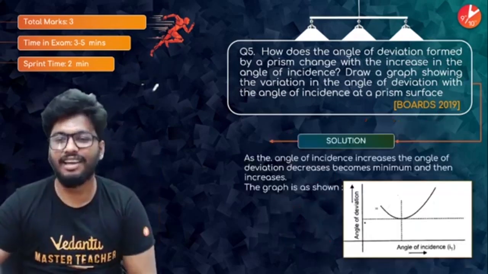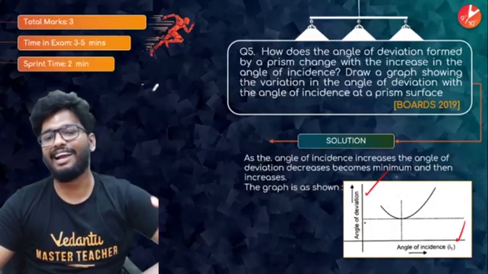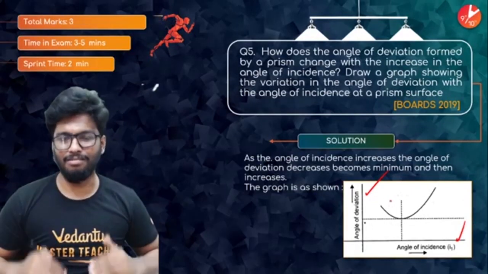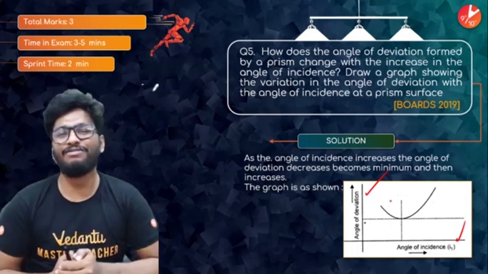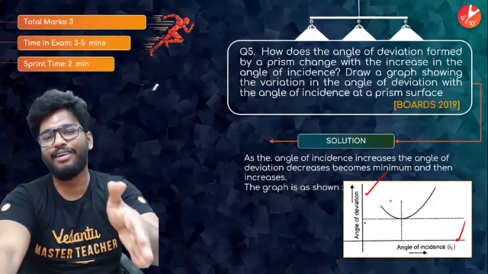This is what the graph looks like. This is the angle of deviation, this is the angle of incidence. If you were to increase the angle of incidence, the angle of deviation would decrease until it becomes a minimum value. Once it reaches the minimum value, it'll keep on increasing. That's the end of the fifth question, people. I don't think that took even 2 minutes, but that is an easy 3 marks in your pockets.